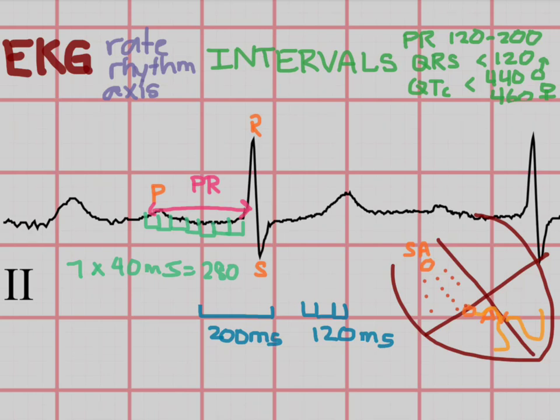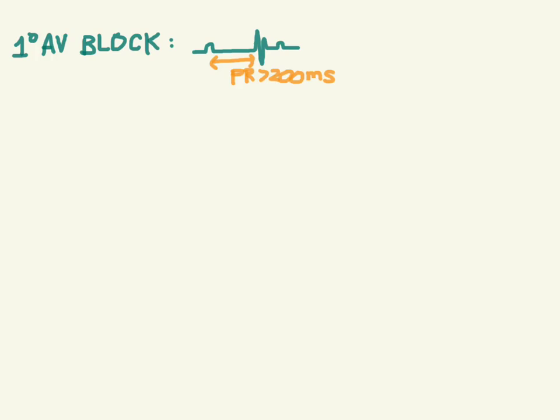And what does that mean? Well, it means that something is extending that delay in here. There's a block here in this AV node that's not letting you get through. And so when the PR interval is large like that, this is called a first degree AV block. So first degree AV block. Is it possible to get other kinds of AV blocks? Absolutely. Let's take a look at some. So a first degree AV block has a PR greater than 200 milliseconds.